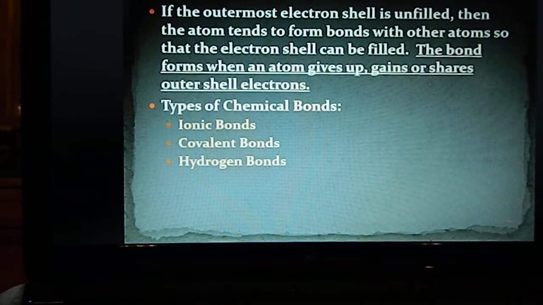So if the outermost electron shell is unfilled, then the atom tends to form bonds with other atoms so that their electron shells can be filled, right? The bond forms when an atom either gives up or gains or shares outer shell electrons. And the types of chemical bonds that we have are ionic, covalent, and hydrogen.